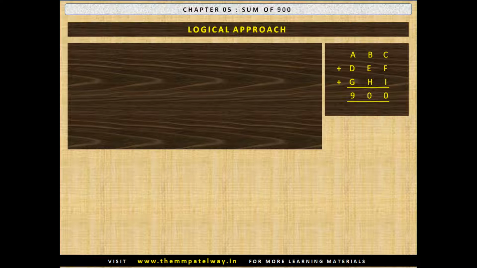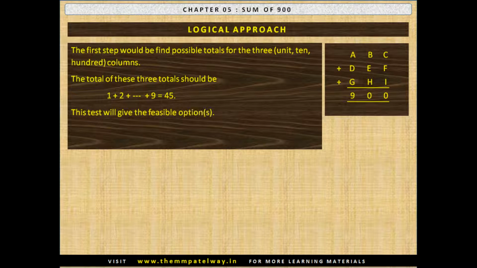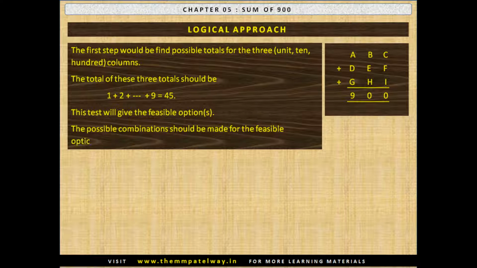Now let us discuss the logical approach first. The first step would be to find possible totals for the three columns, that is the unit, 10 and 100 columns. The total of these three totals should be 1 plus 2 plus up to plus 9, that is 45. This test will give the feasible options. The possible combinations should be made for the feasible options.